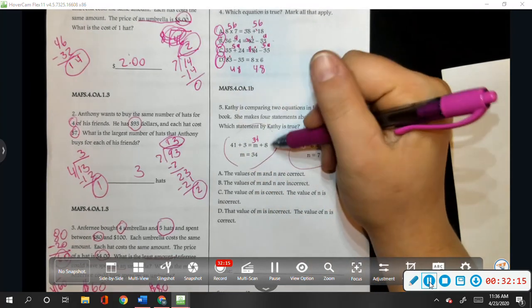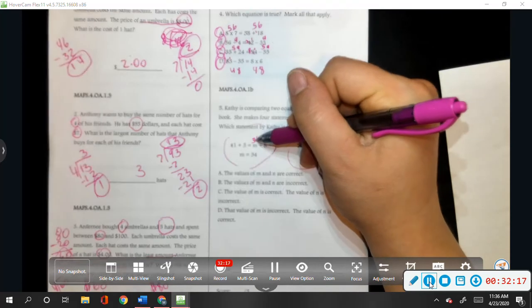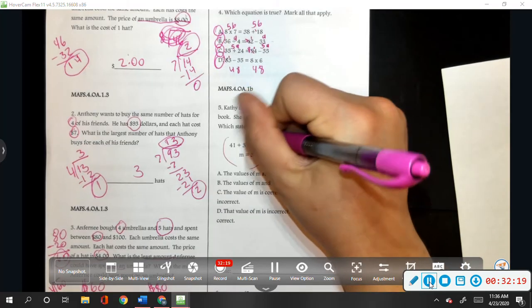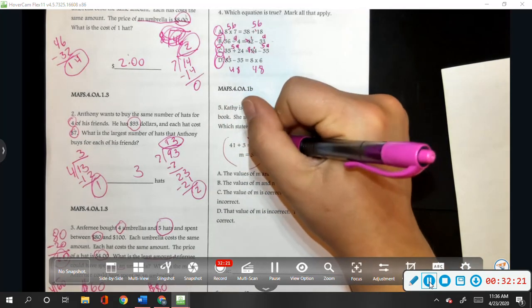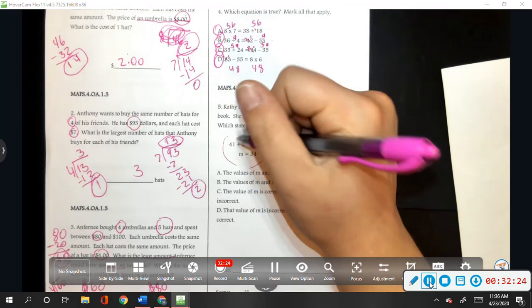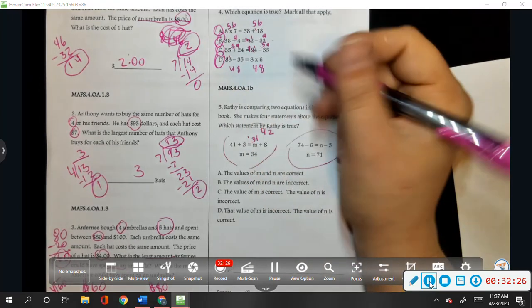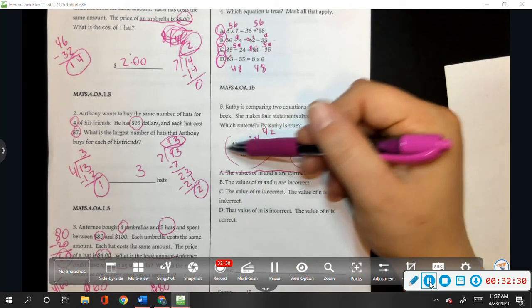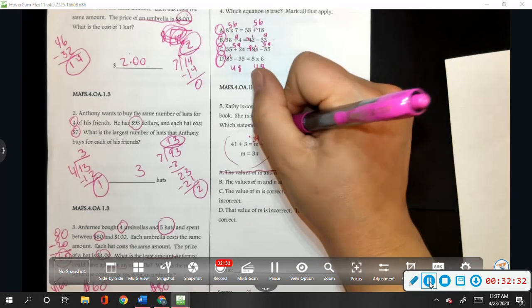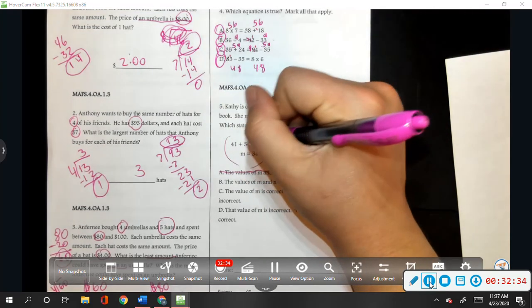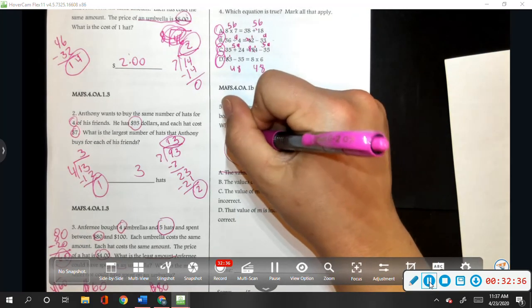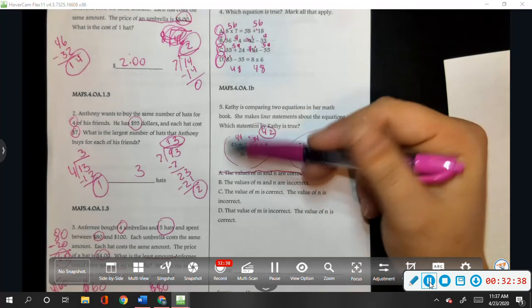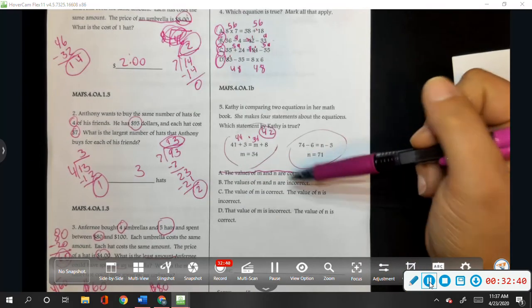Alright, 8 plus 4 is 8, 9, 10, 11, 12. Carry the 1. That'd be 3, 4. 41 plus 3. Oh, that's not going to be it, because these values don't equal out. I should be able to get 42 by adding 41 plus 3, but I get 44. The values of m and n are incorrect.